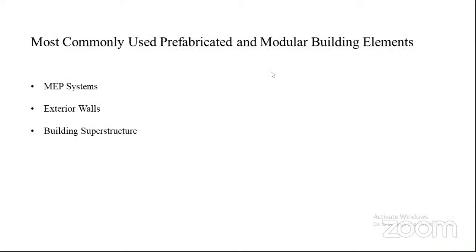So next is the most commonly used prefabricated non-modular building elements. We know that they are MEP systems, exterior walls, and building superstructures. When coming to the MEP systems, prefabrication of the complicated MEP systems can help reduce the space required for the ductwork. In addition, assembly off-site can positively impact the overall project schedule and keep the ductwork cleaner for sensitive projects like high-tech or biomedical facilities, etc.